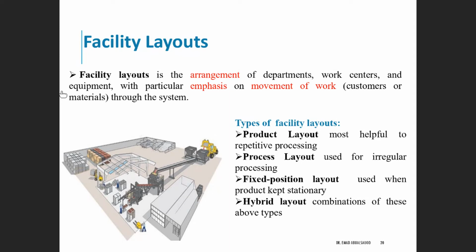There are types of facility layouts. Product layout, which is most helpful for repetitive processes. We will talk about each one of them. Process layout, used for irregular processing, excuse me. Fixed position layout, used when the product is kept stationary, and the hybrid layout, a combination of any of those layouts.